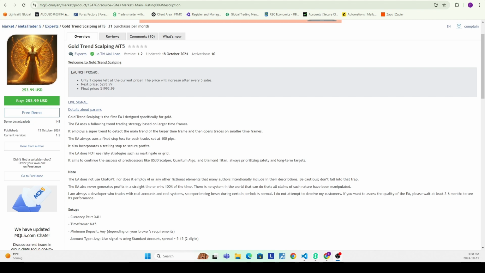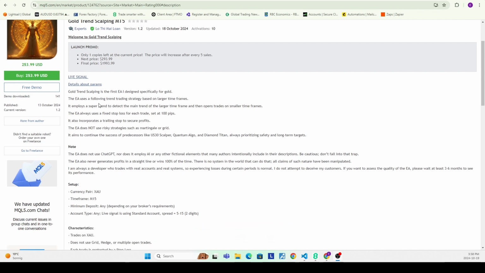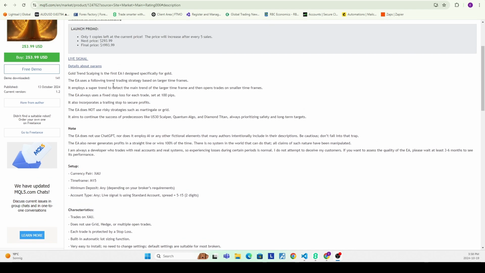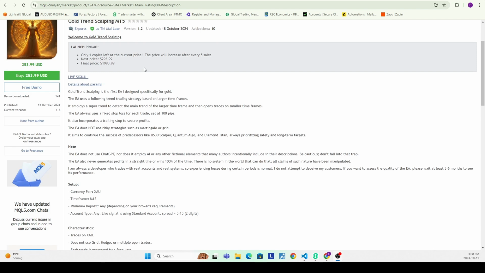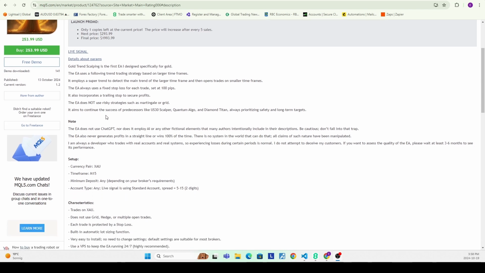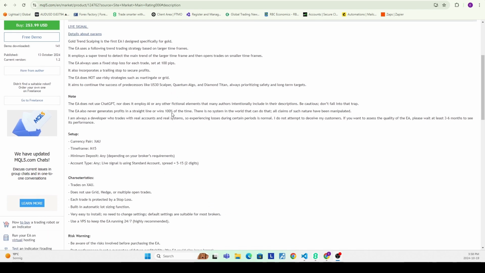So we can start off here on the sales page to get an idea of how this EA works. This is a Gold Trend Scalping EA, and it's using a trend following strategy with both a fixed stop loss and a take profit. And this gentleman is also the creator of the Diamond Ultimate MT5, so I'm venturing it might be using a similar strategy. Specifically, he says that it aims to continue the success of the predecessors, including US 30 Scalper, so perhaps it follows a similar strategy.